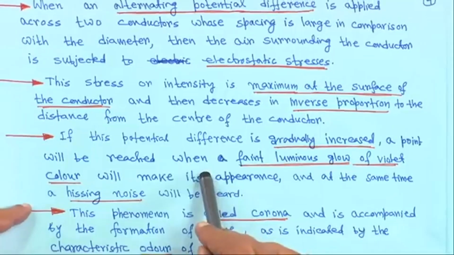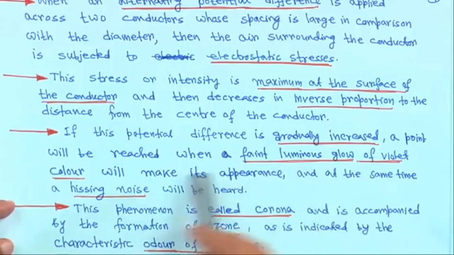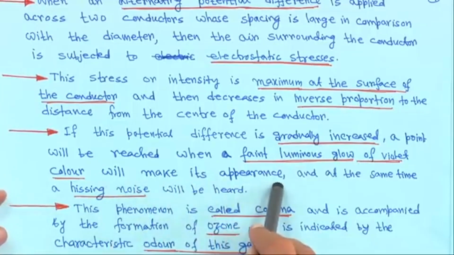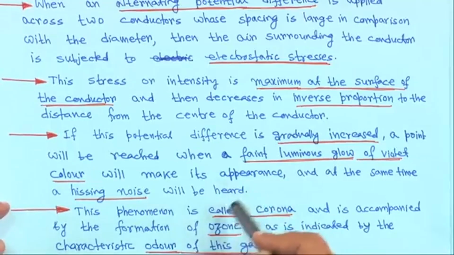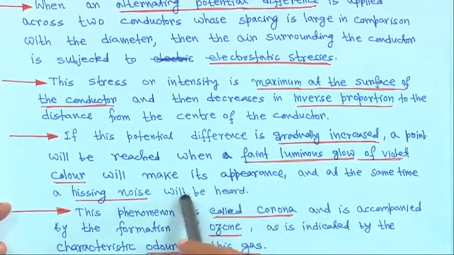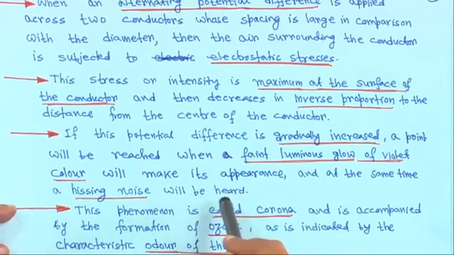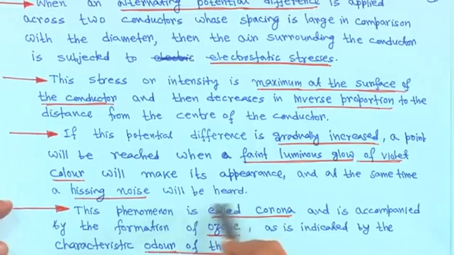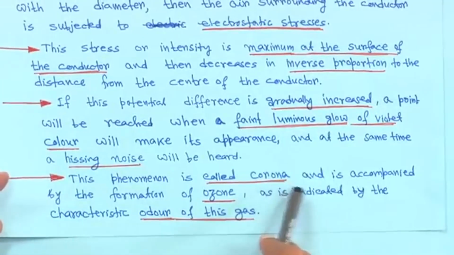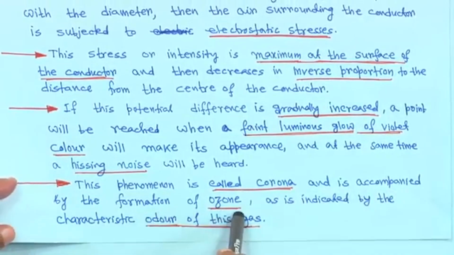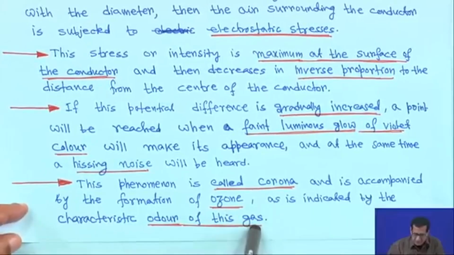A point will be reached when a faint luminous glow of violet color makes its appearance around the conductor, and at the same time a hissing noise will be heard. Another thing is that you will find a characteristic odor, that is ozone gas. This phenomenon is called corona and is accompanied by the formation of ozone, as indicated by the characteristic odor of this gas.